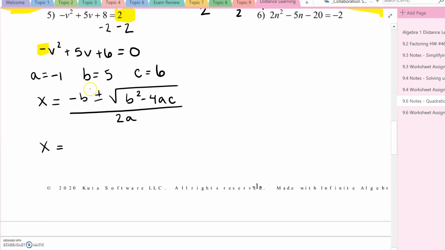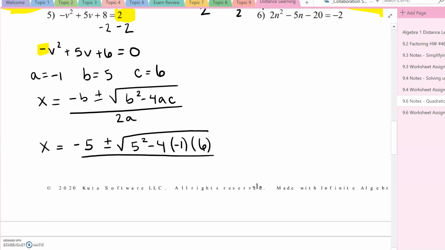So x equals negative b, so negative 5, plus or minus the square root of b squared, so 5 squared, minus 4, times a, which is negative 1, times c, which is 6. All over 2a, so 2 times negative 1. If we want to simplify here, we can try simplifying our square root first. Remember, we always do that first because it's like an exponent and we care about our order of operations. So 5 squared is 25. Negative 4 times negative 1 is a positive 4. And 4 times 6 is 24. So we have 25 plus 24.